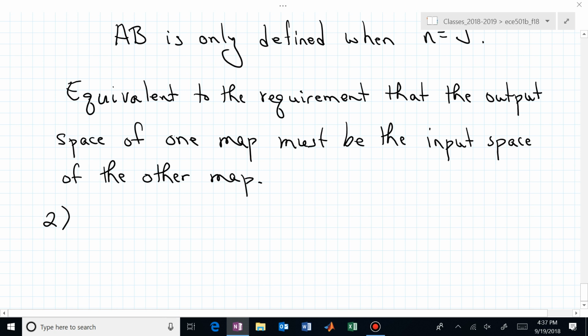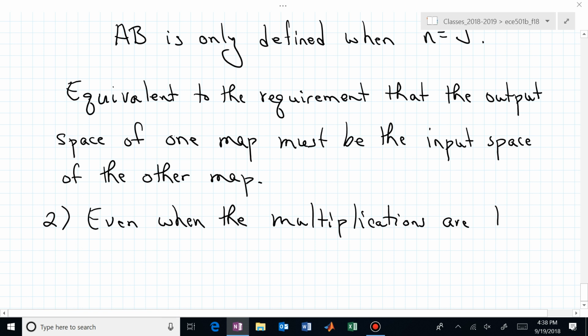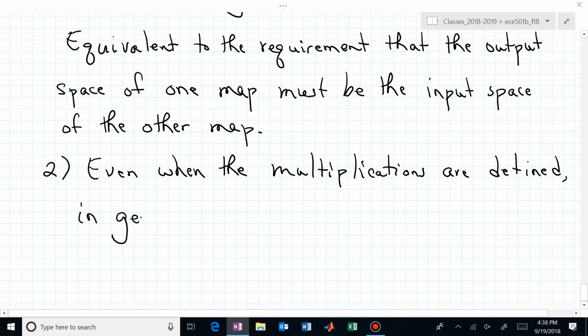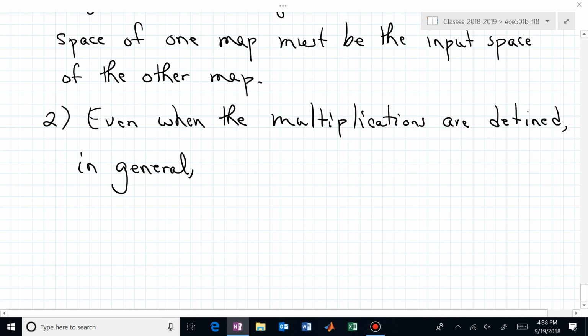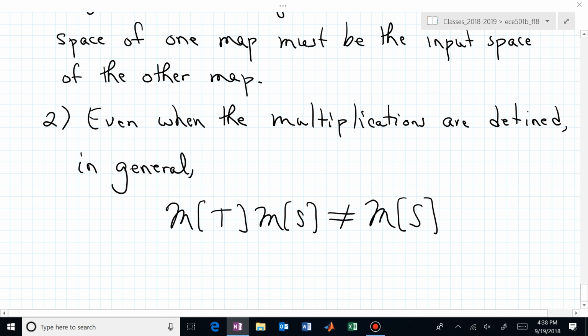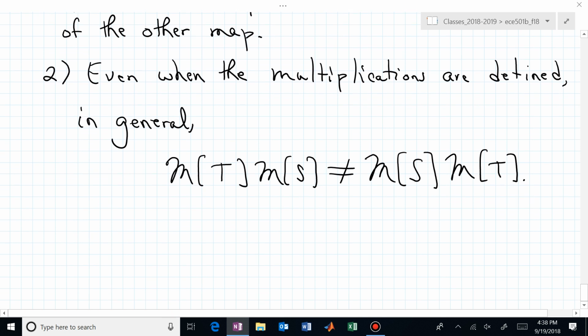Two, even when we might have compatibility, even when the multiplications are defined, in general the matrix representation of T times the matrix representation of S is not equal to the matrix representation of S times the matrix representation of T. So those matrix representations, or the matrices, may not commute.